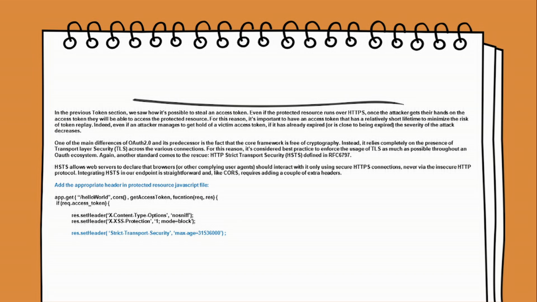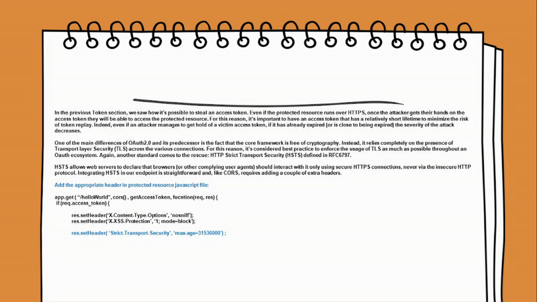Again, another standard comes to the rescue: HTTP Strict Transport Security, defined in RFC 6797. HSTS allows a web server to declare that browsers should interact with it only using secure HTTPS connections, never via the insecure HTTP protocol. Integrating HSTS in our endpoint is straightforward and, like CORS, requires adding a couple of extra headers. So add the appropriate header in the protected resource JavaScript file.